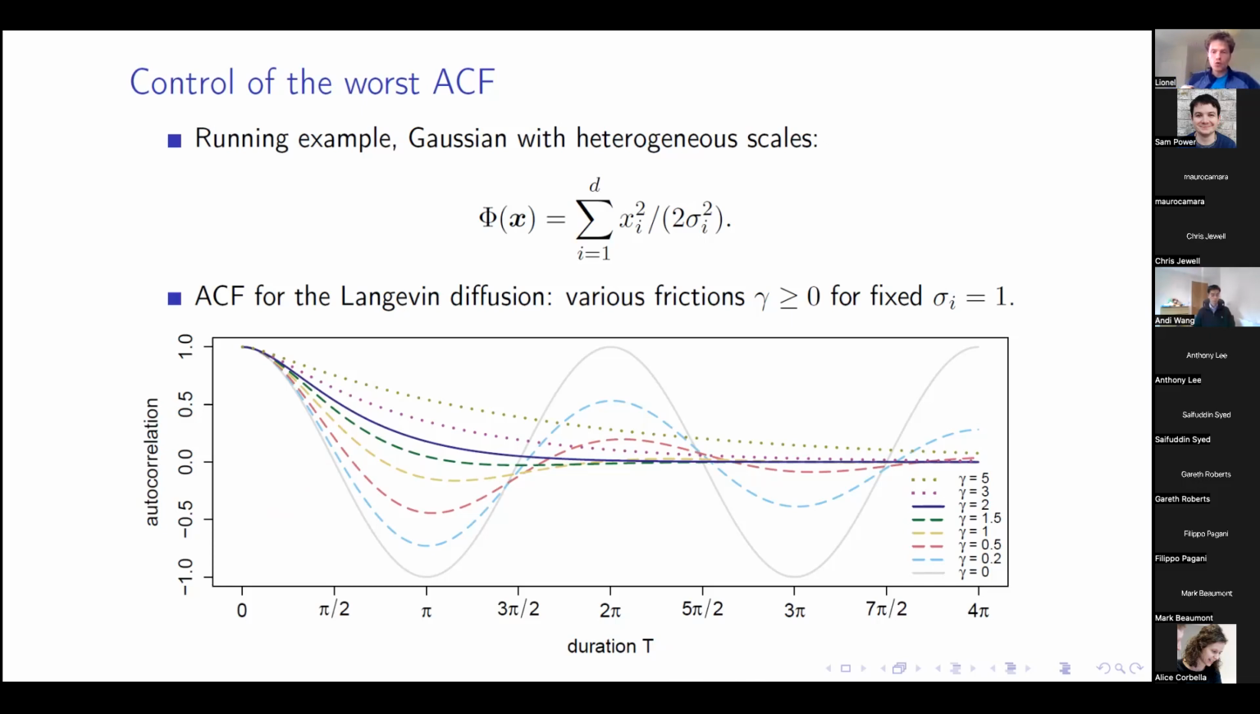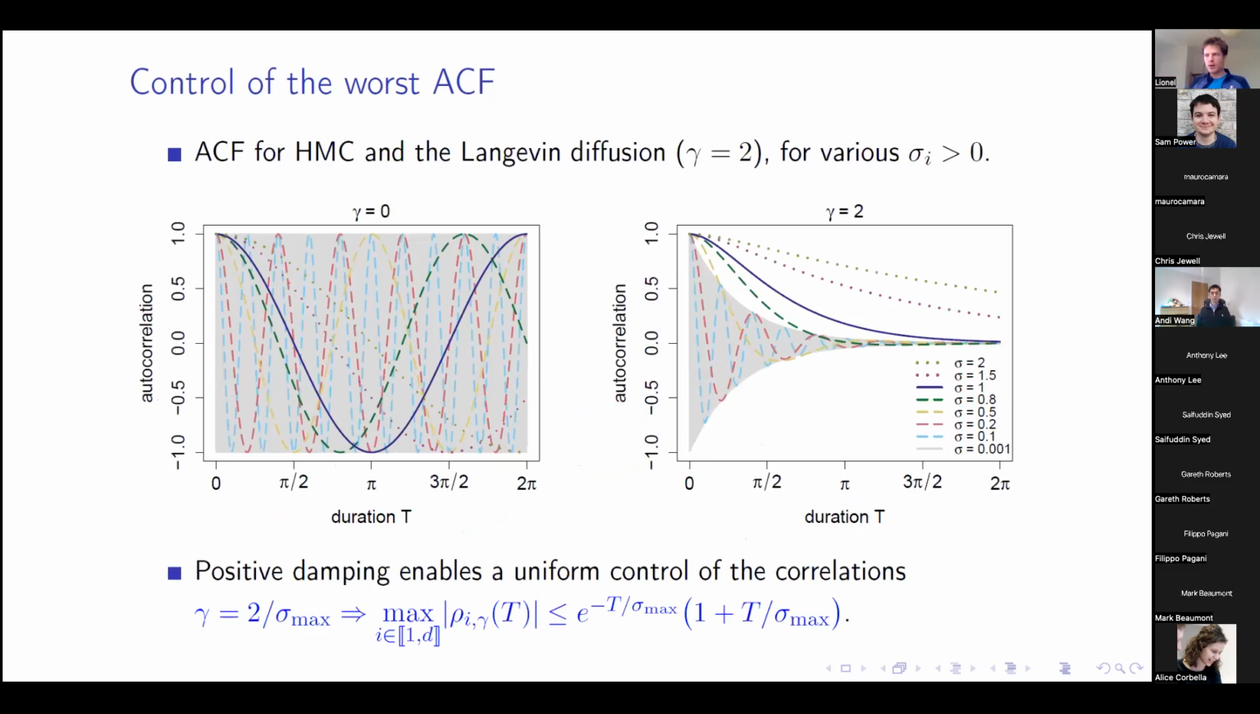Now we are going to look at the similar ACFs, but in a different setting. And now we are going to fix the value of the friction, and introduce heterogeneity of scales again. And here is what happens. On the left-hand side, this plot is for HMC, gamma equals 0, and the right-hand side is for this critical choice of damping. And we superpose now all these ACFs for various scales.